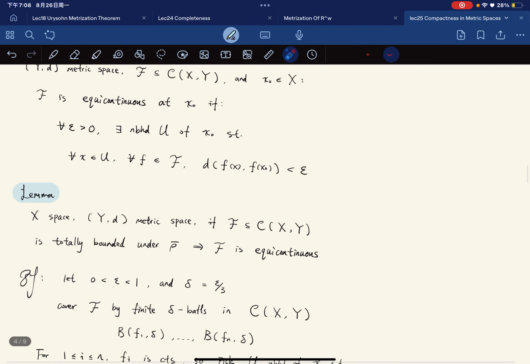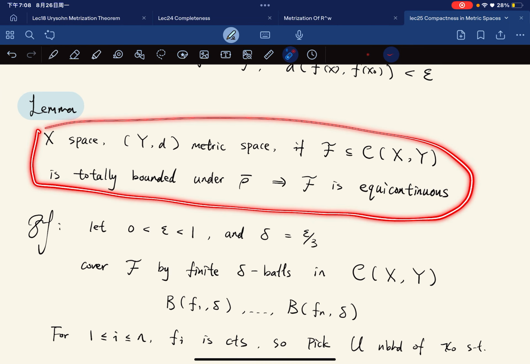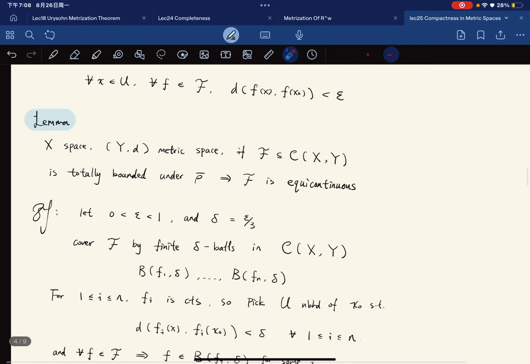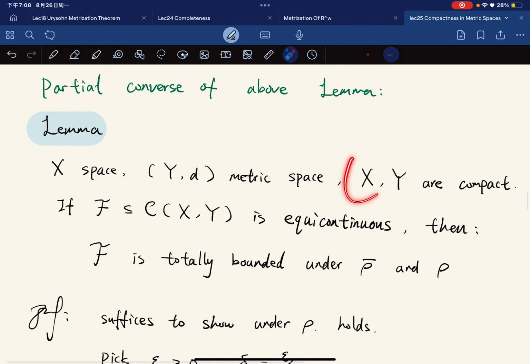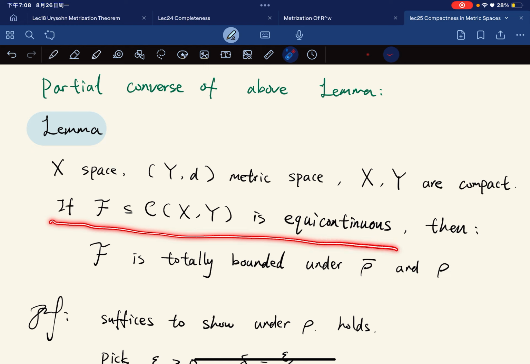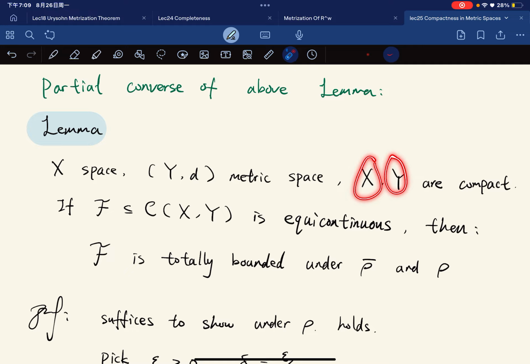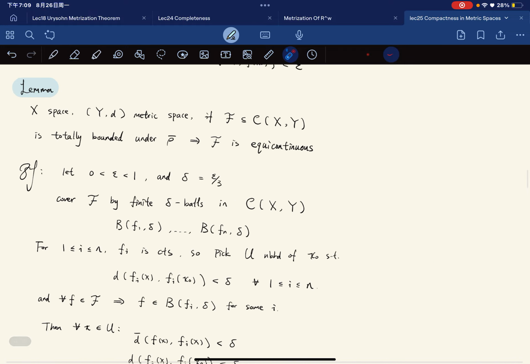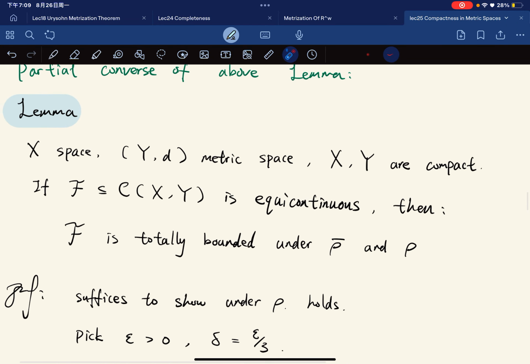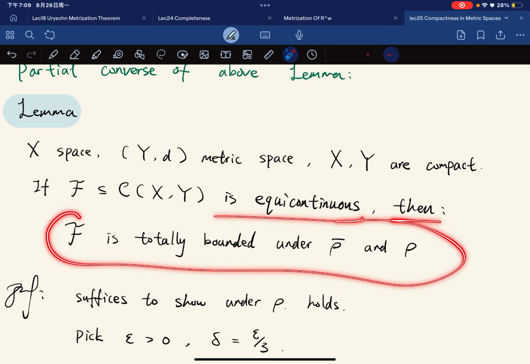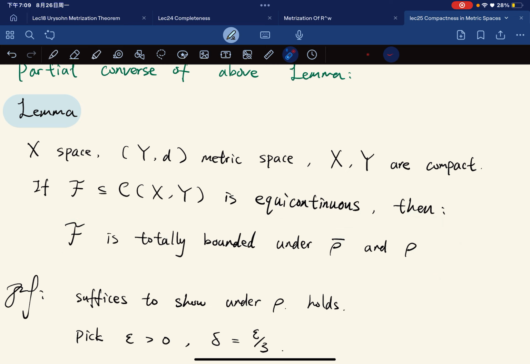Okay, so with this lemma, remember we have X a metric space. If it's totally bounded, then it's equicontinuous. And now we have a partial converse of the above lemma: if X and Y are both compact, then the converse holds. If it's equicontinuous, then it's totally bounded. Okay, so this is the lemma.